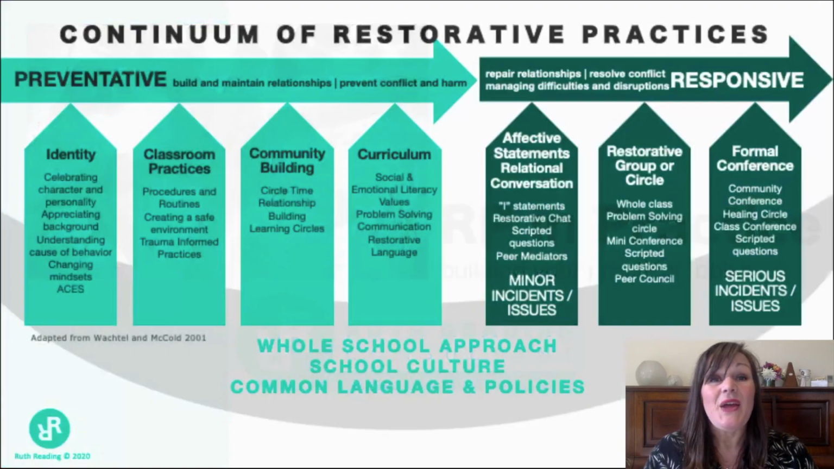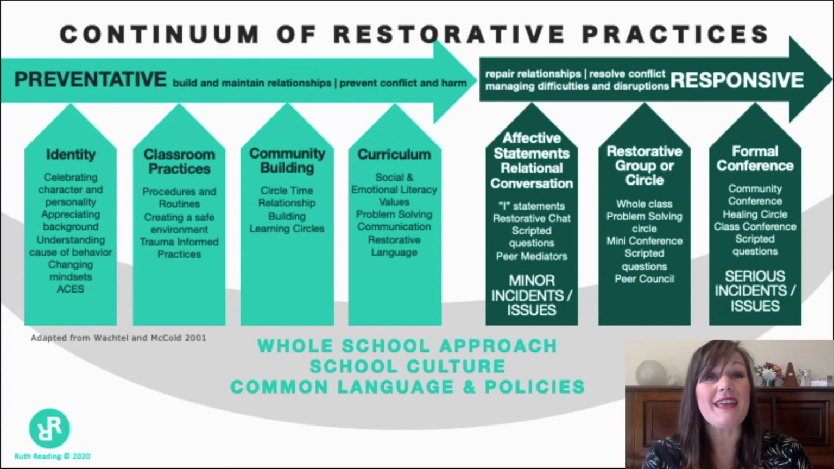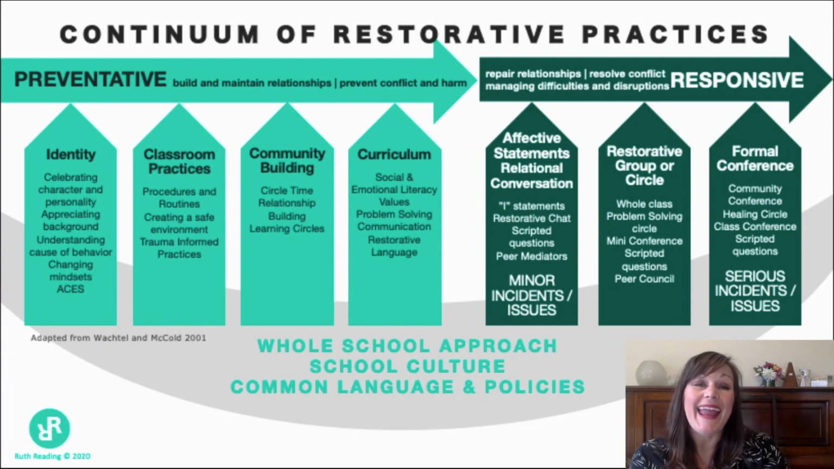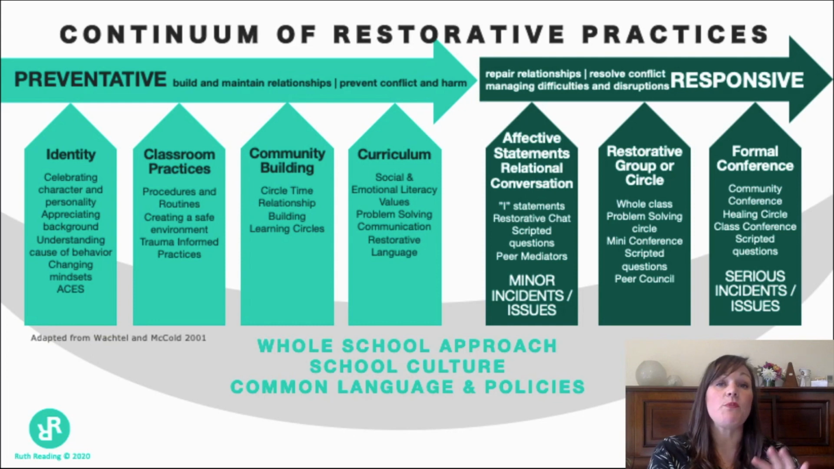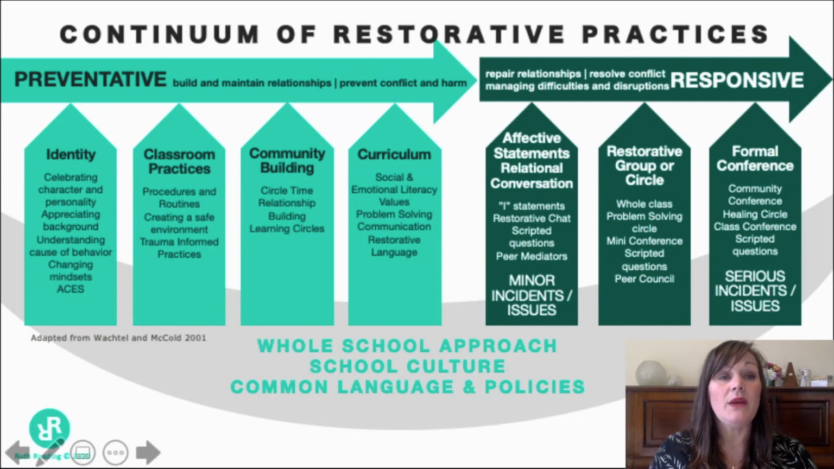So, one of the things that you'll be familiar with is the continuum of restorative practices. And that continuum is similar whether we look at it in a pyramid shape, but I like to look at it as moving from one end to the other of a spectrum, so to speak. And you'll notice that we have the preventative measures, the things that build relationships, that prevent conflict and harm. And then on the other hand, we've got the responsive measures. How do we deal with things when conflict does happen? And most of the time today, we will be spending working with the responsive measures, with these measures here.